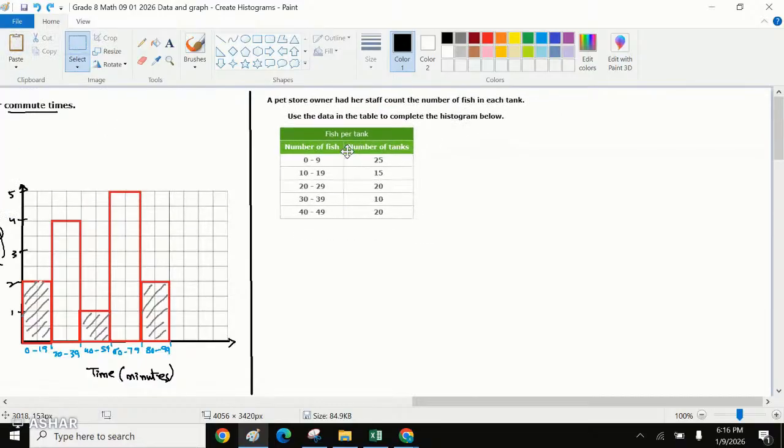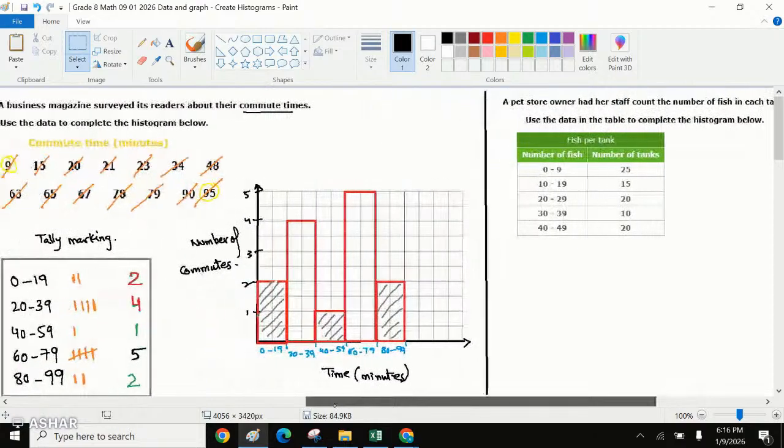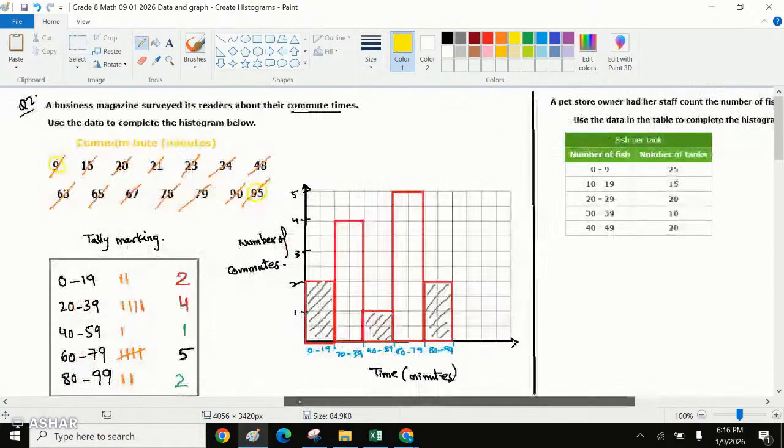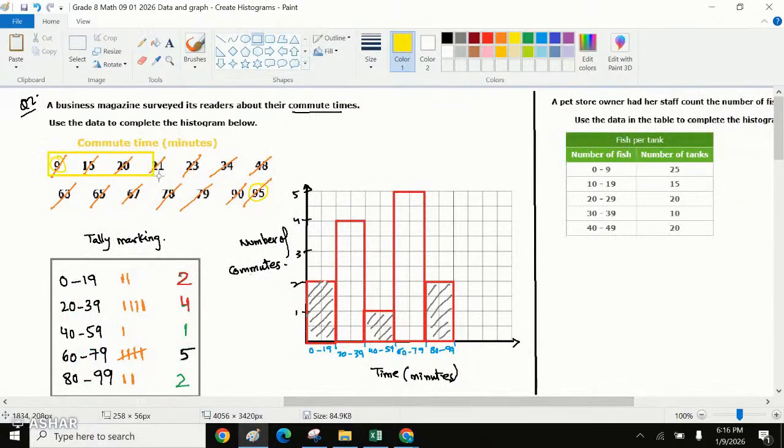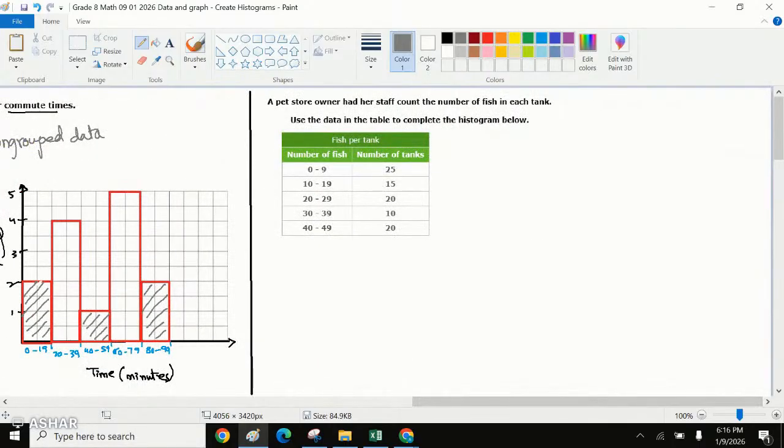See, in this question, they have given us the information in the form of a grid. In question number 2, the information given to us was just random numbers, right? This is known as ungrouped data. Okay, but when this information is in a grid, it is known as grouped data.